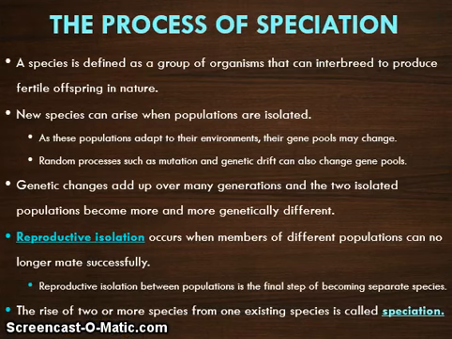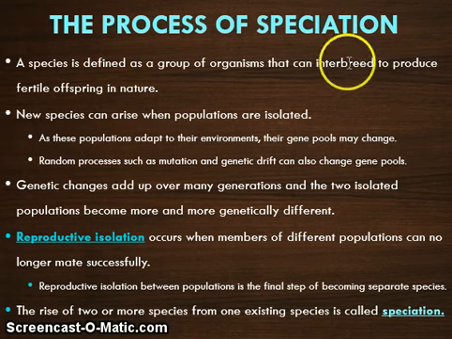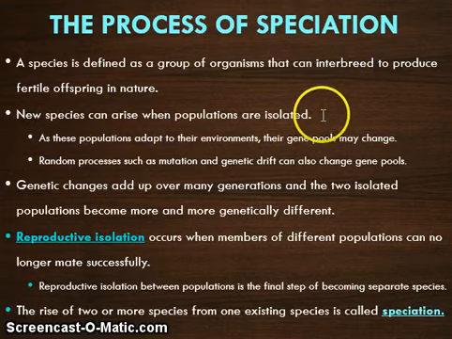So now we're going to talk about the process of speciation, and this is how new species come to be. So the way that we define a species, as you remember back to the previous unit, we learned that a species is when organisms can breed and produce fertile offspring. And so when we say interbreed, that means they're breeding with each other. Okay, so new species will arise whenever a population is isolated. And there's a number of ways that they can be isolated, so we're going to be talking about those today.